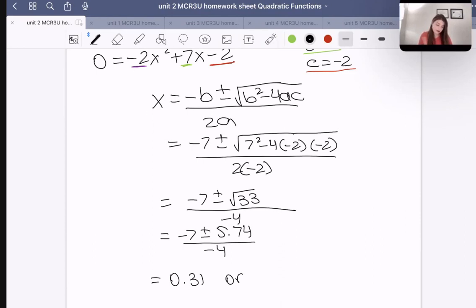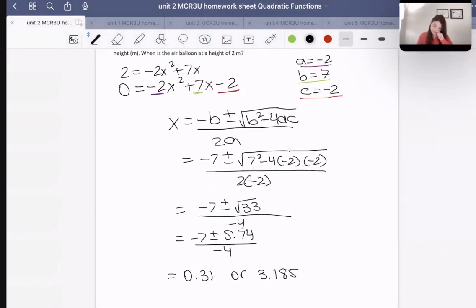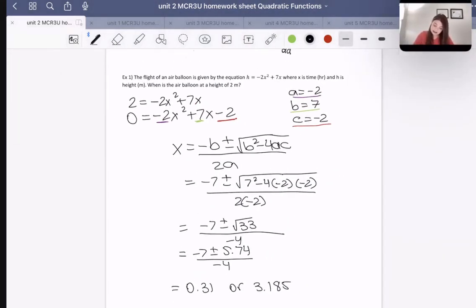Or what about our other answer? So what if we do negative 7 minus 5.74 divided by negative 4? We end up with 3.185. All right, very good. So therefore, we actually do have two answers that make sense. It means that there's two different times when the hot air balloon is at a height of 2 meters. Both of these make sense.